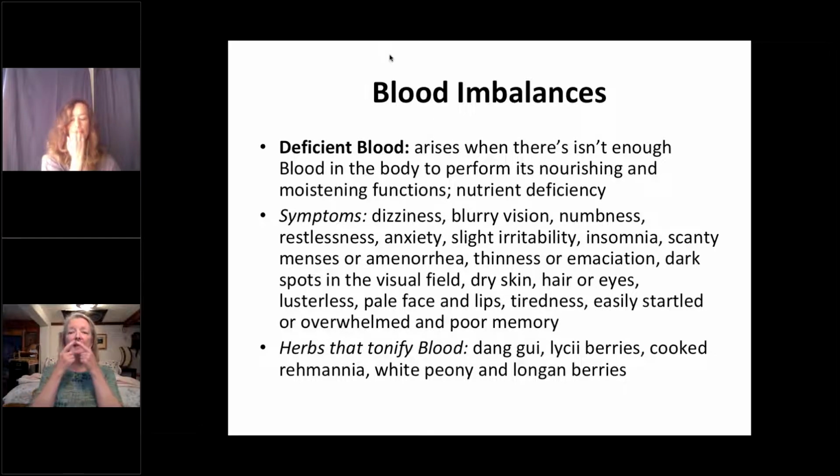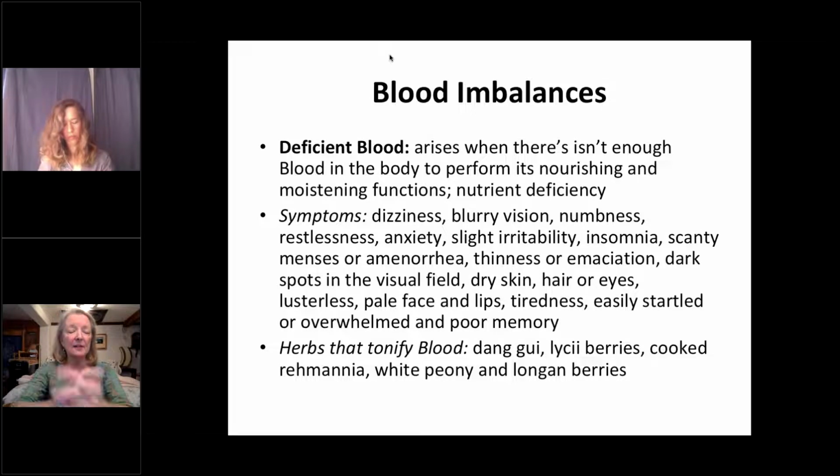A lusterless pale face, so you could have pale face, pale lips, pale tongue, pale nails. A lot of you may know that technique of pressing on the nail for a few seconds, letting go, and the color should come back within a second. And if it doesn't, then you could have deficient blood, or the blood might not be getting there. So it could be a circulatory issue. There can be tiredness with deficient blood as well as deficient qi. So right away, if somebody says they're tired, we are looking at two different patterns, at least. There are others that we want to start checking further on.